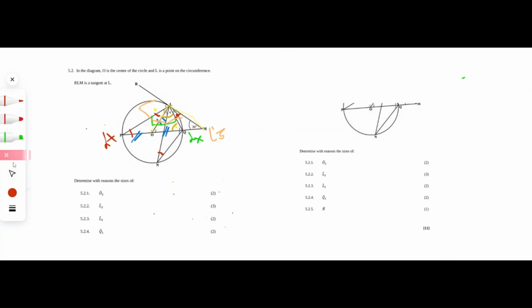And you need to weigh all options, guys. You need to test all options. I know a lot of students don't do this, but you have to do it. Okay, so we're going to say O2 plus, we're going to name it as OLM, plus M equals 180 degrees. Your reason is sum of angles of a triangle.